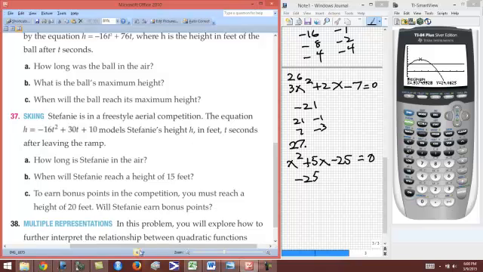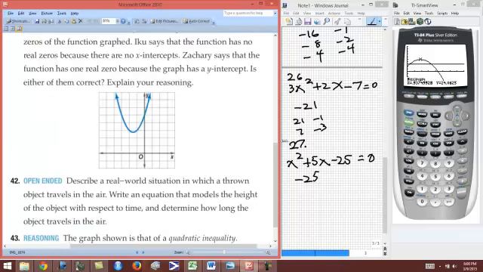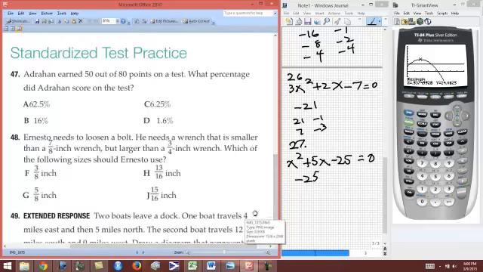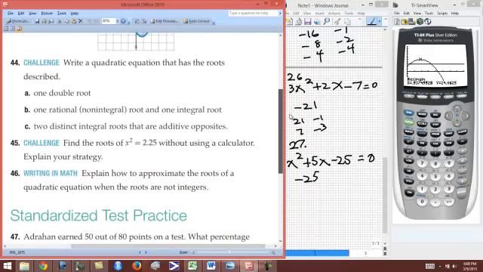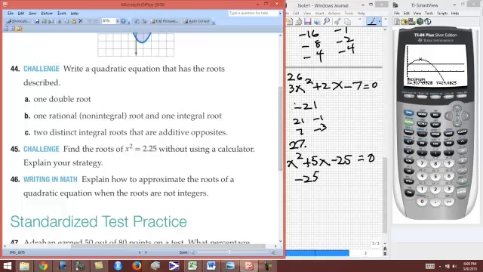So that was 37. Next is 44. Let's see what 44 is all about. It's something you already know how to do. Write a quadratic equation that has roots. Describe one double root. That would be any perfect square. One rational root and one integral root. Well, you know what? I'm going to leave you guys to figure this out. Two distinct integral roots that are opposites. This is a challenge. Do the same thing with the challenge. You're going to figure this out on your own. I'm going to make you guys do this.